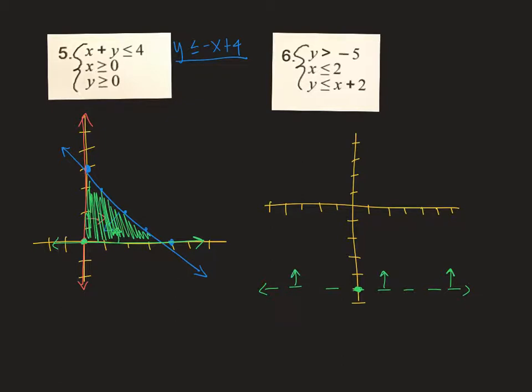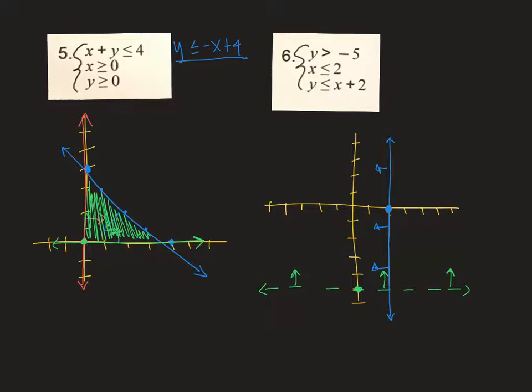And then x less than or equal to 2 is going to be a solid line since it's an or equal to. Less than is going to shade to the left.